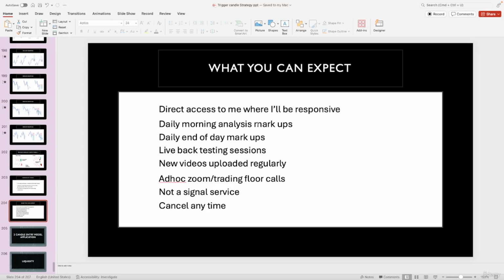Secondly, daily morning analysis markups. So before the start of the trading day, I mark up each one of my pairs and essentially try to look and build the narrative on that pair. So where could price be going? Who's in control of price? Answering those sort of questions.